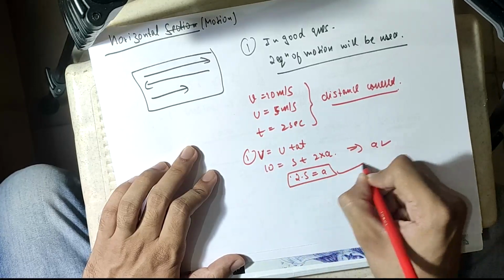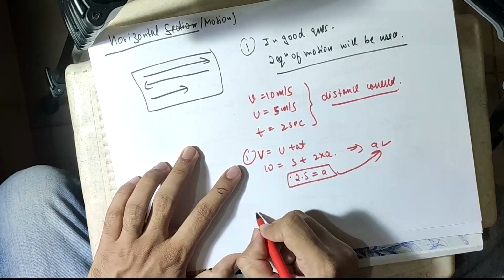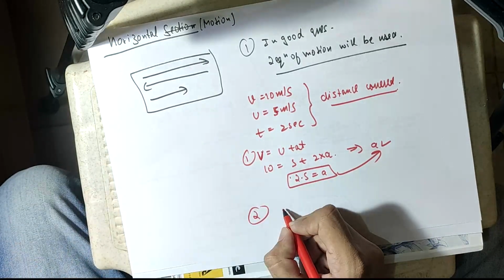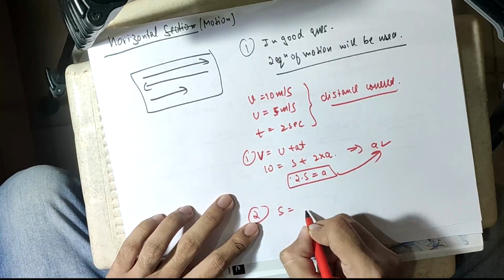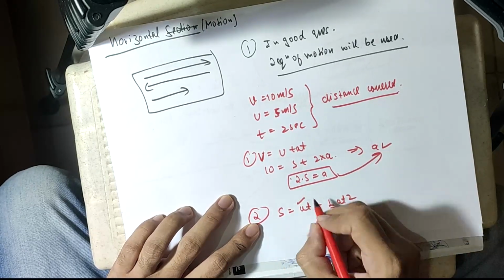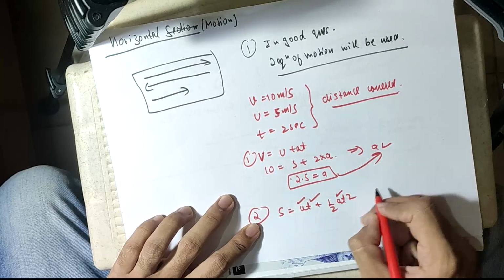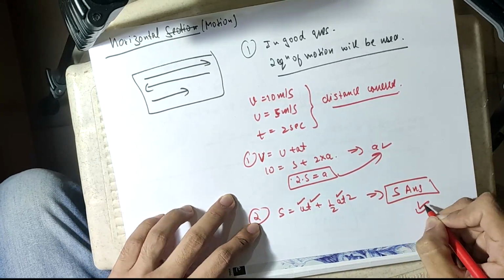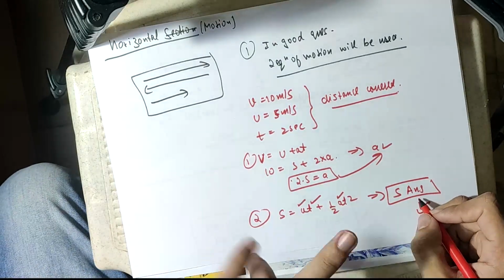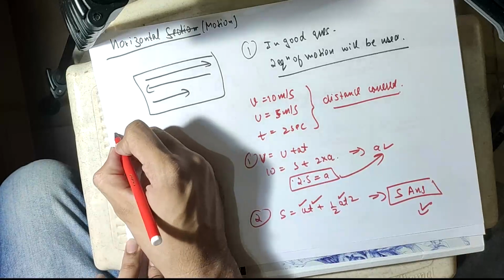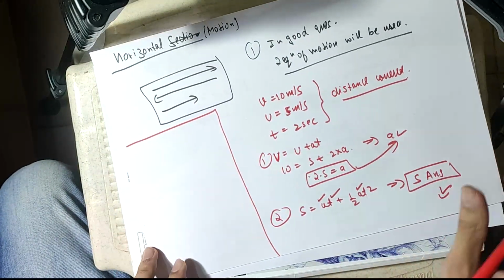A you can find. Then after the first equation of motion, you use the second equation of motion, that is S = UT + half AT square. Now U is known, T is known, A is known. Now S can be found. This will be the answer. So you have seen that two equations of motion are used to find the answer. Okay, and one more point.